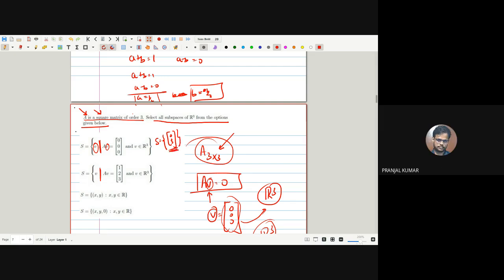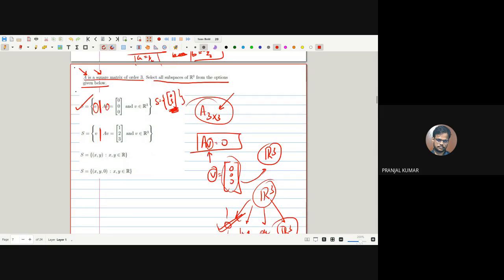In case A is not an invertible matrix, there will be more elements. But if it is an invertible matrix, there will be only one element, right? I am sure that there is at least 0. So this is actually a subspace. Clear?